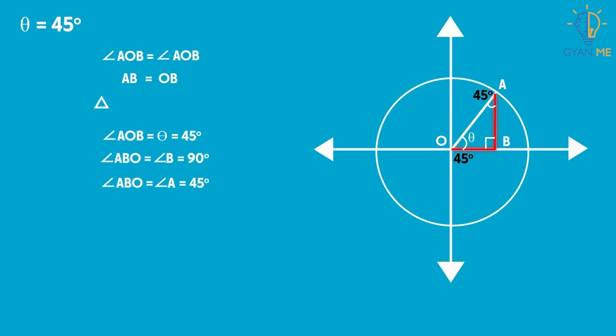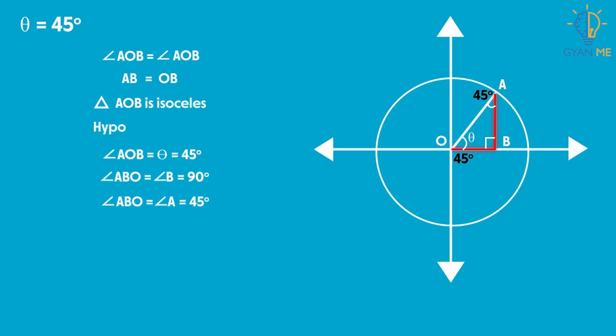Therefore, triangle AOB is isosceles, and thus hypotenuse AO is equal to 1, which is the radius of this circle. That is, AB is equal to OB. So in this circle, if AB is sin theta, then OB is also sin theta. Similarly, we can also say that OB is equal to AB, which is equal to cos theta. In short, the value of cos theta and sin theta will be numerically equal.